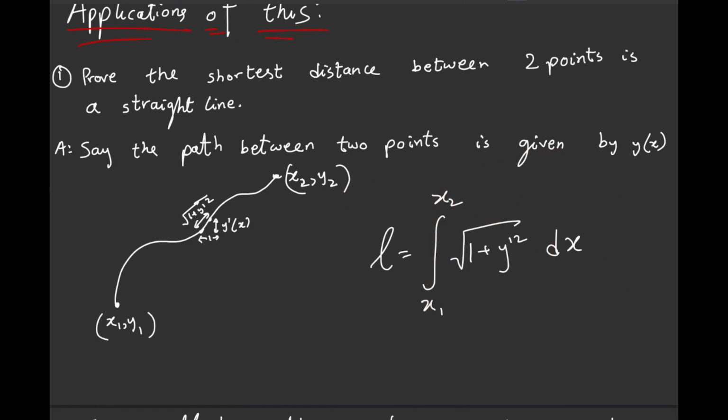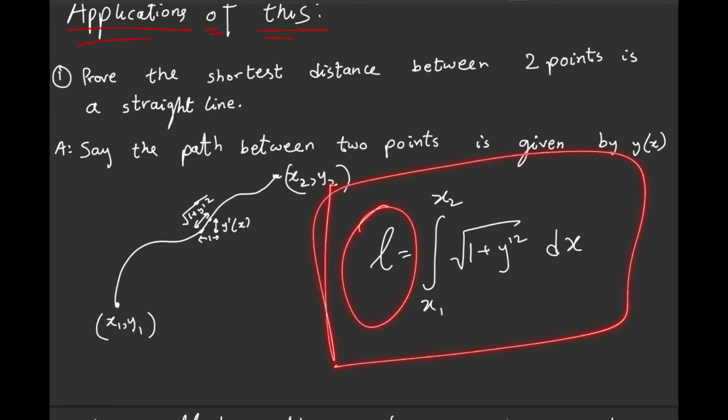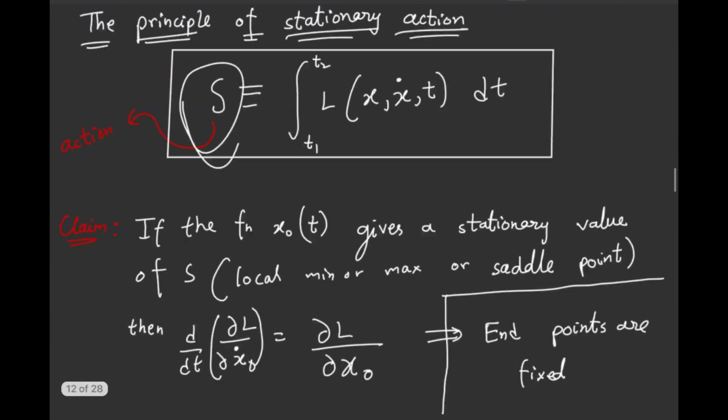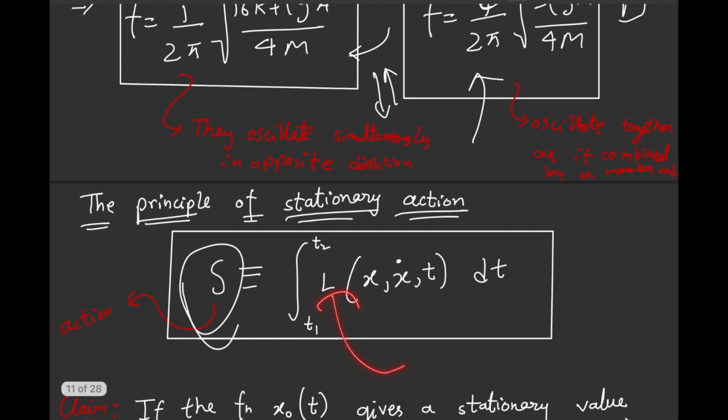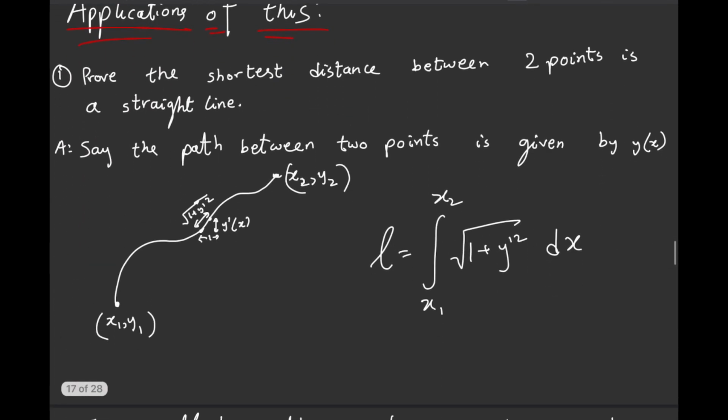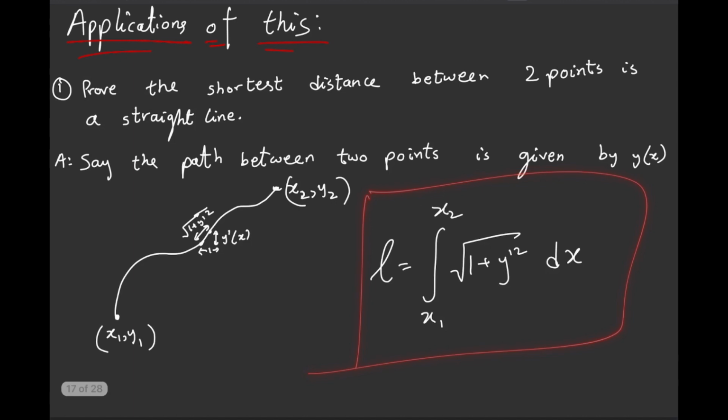Some of you might have instantly noticed the similarity with action. Say L is some action here, you have to minimize L. Can you find the clear similarity between this and the principle of stationary action, where we define a function and try to minimize, maximize, or find a saddle point? That is essentially what we are doing here.